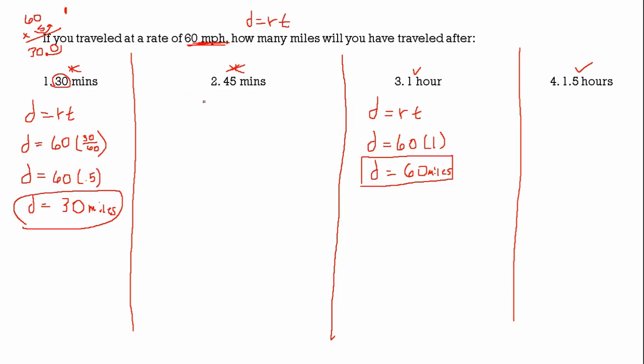Okay. Let's try 45 minutes. Again, we're working with distance equals rate times time. We don't know our distance, but we know our rate is 60 miles per hour. We know our time is 45. If you did this, you would get it wrong. So you have to convert it to make it out of hours. 60 times 45 over 60.